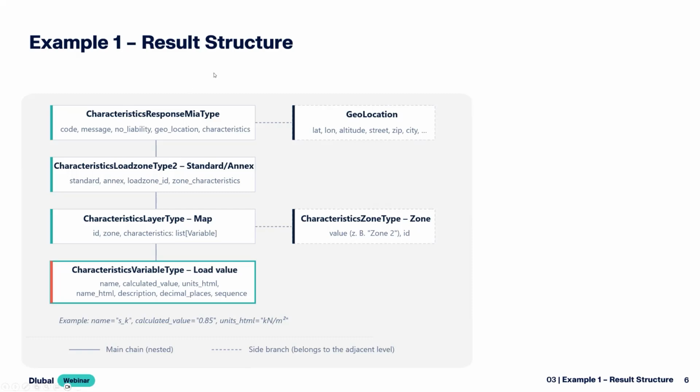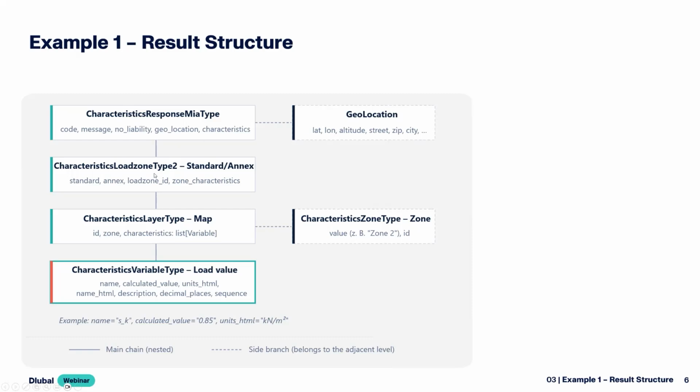So the first response is the class I just showed you. Here we have the code and the message, and inside we also have the geolocation. This is a different list with other values. Here we have the city, the street, the zip code, and also the coordinates.